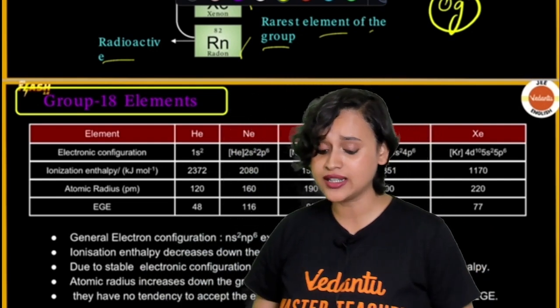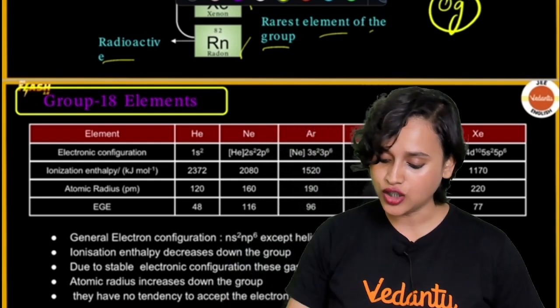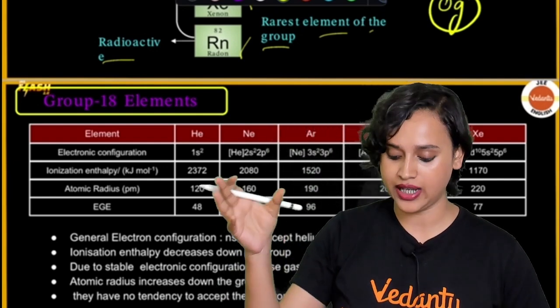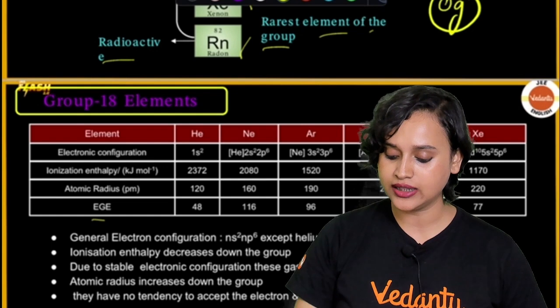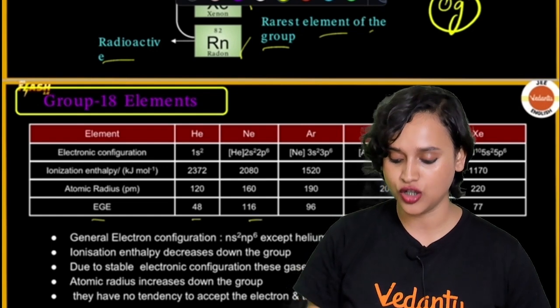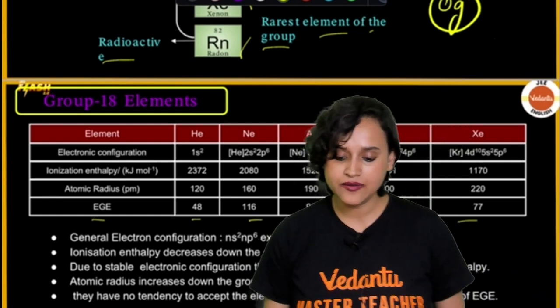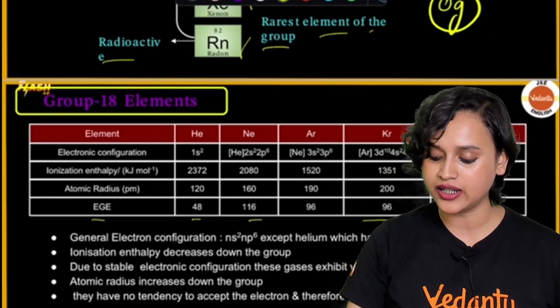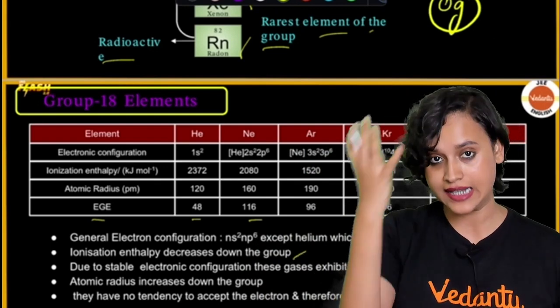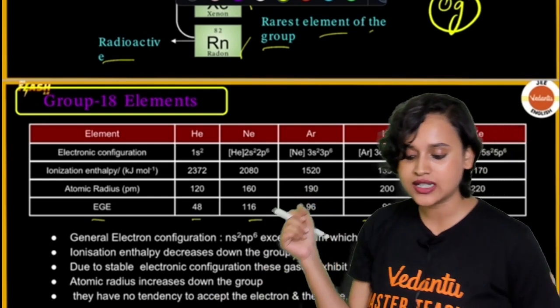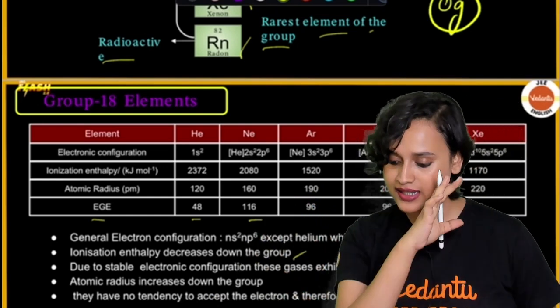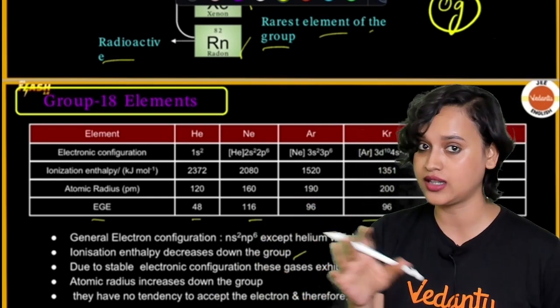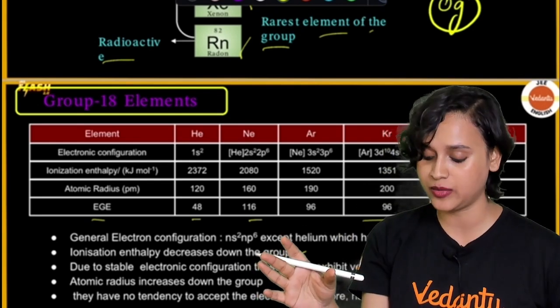Their ionization enthalpies are much higher, their atomic radii are also very big, and their electron gain enthalpy is also much, much lower here. Why does the ionization enthalpy decrease down the group as the size increases? Because of the stable electronic configuration, these gases exhibit very high ionization enthalpy. They do not want to mess with the stability.